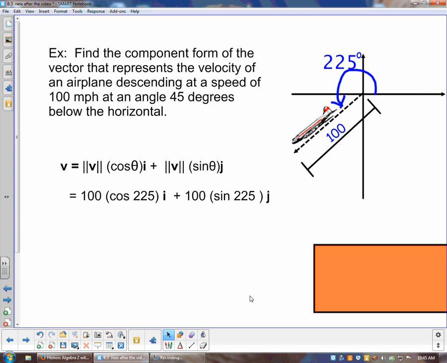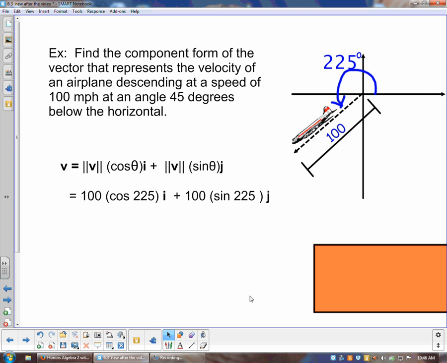All right. In order to do this problem, you're going to want to take the magnitude of vector v times cosine theta times the standard unit vector i plus the magnitude of vector v times the sine of theta times standard unit vector j. So in this case, our magnitude is going to be the speed of the plane. So it's 100 miles per hour, so that's our magnitude of our vector. So that's 100. We fill that in here and here.